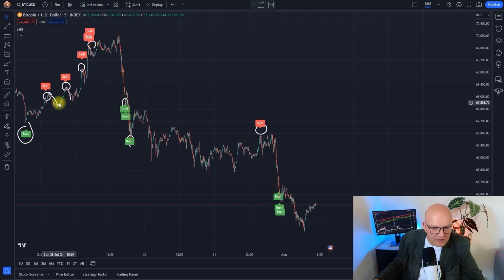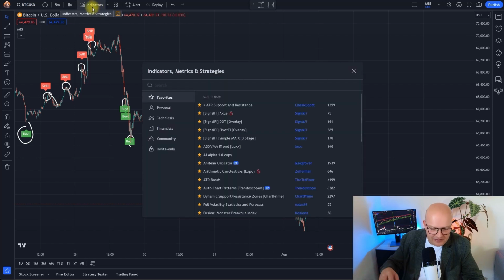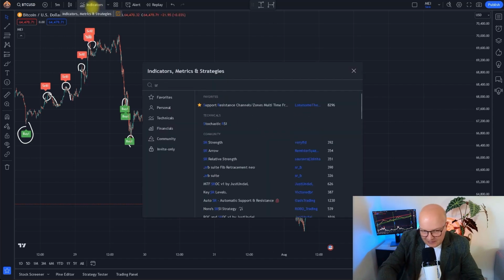And you can do that either by drawing lines on the chart by yourself. I think there's on TradingView a very good indicator that takes that off your shoulders, which is called Support Resistance Channels, Zones, Multi-Time Frame. This indicator is not my work, so it's by another user here on TradingView, but he makes it available for free, and I think it's a really good tool.